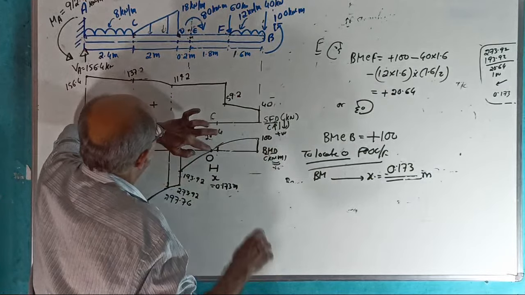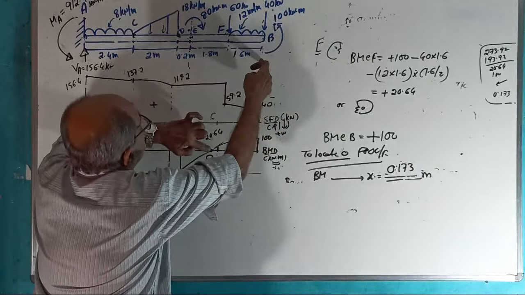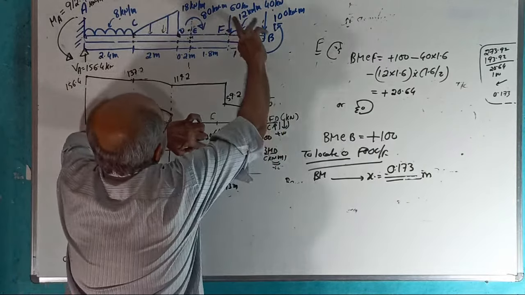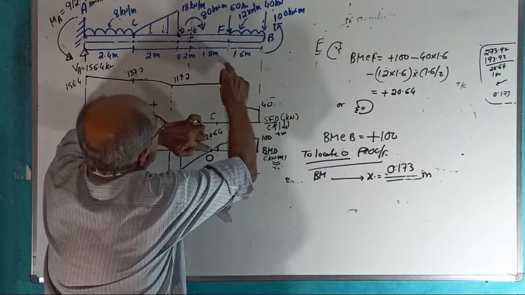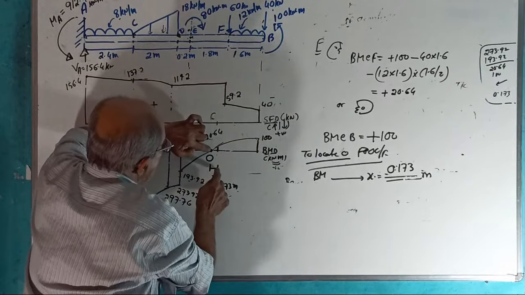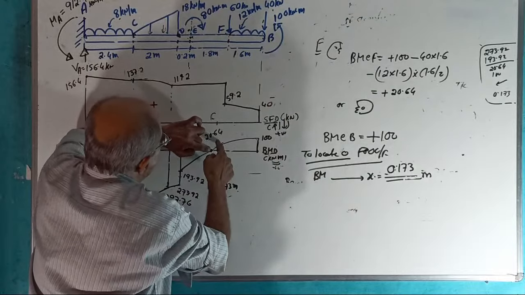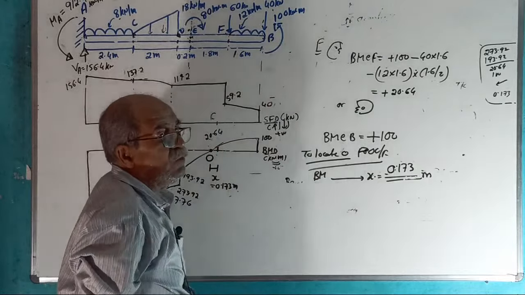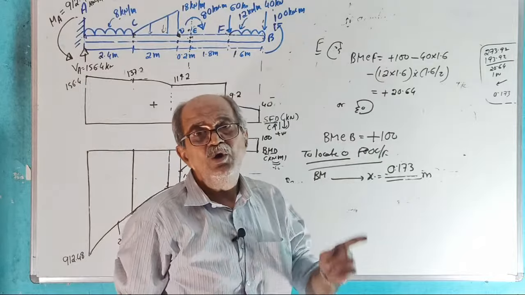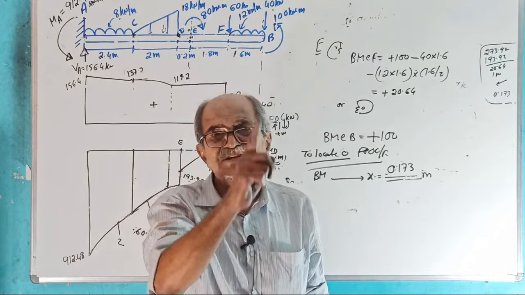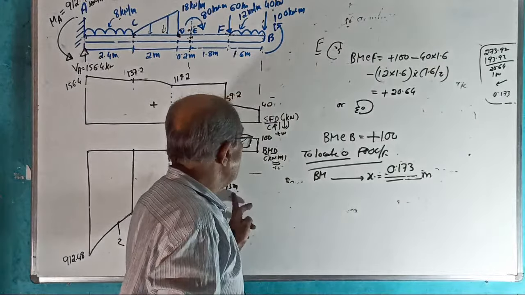equal to plus 100 minus 40 into 1.6 plus x minus 12 into 1.6 into x plus 1.6 by 2 minus 60 into x. Equate the bending moment to 0. You are going to get a linear equation. X has to come 0.173 meter.